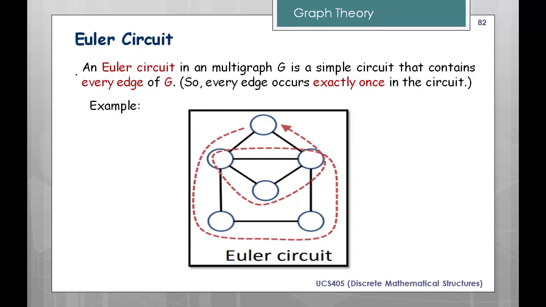See, Euler circuit in a multigraph G, it's a simple circuit that contains every edge of G. Every edge occurs exactly once in the circuit. The point is that in the case of circuit, as we have studied earlier also, circuit means it's a closed path, meaning the starting and ending vertex should be same. So it starts from this point, then moves towards this, then this and so on, so that our starting and ending node is same.